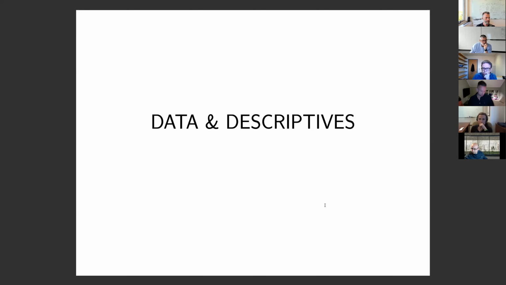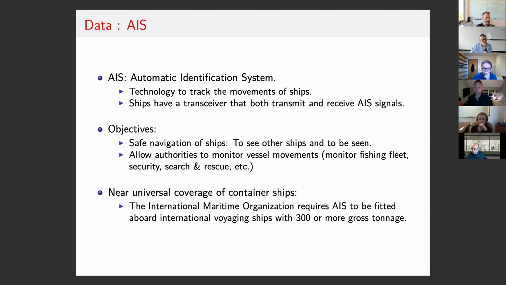Okay, so let's move to the data. This is so-called AIS data, automatic identification system. This is a technology to track the movements of ships. A ship would typically have both a receiver and a transmitter, so a transceiver, so that the ship can receive signals about the whereabouts of other ships so that you don't crash into one. And of course, you will also transmit the location of your ship so that other ships can do the same thing.